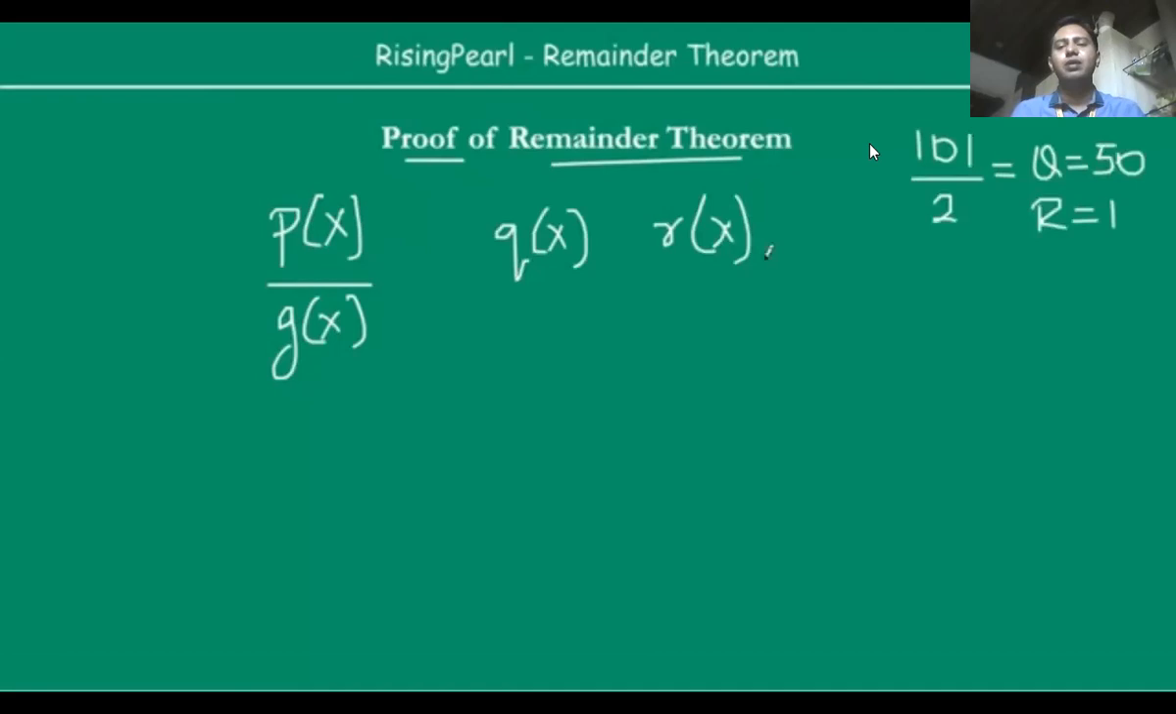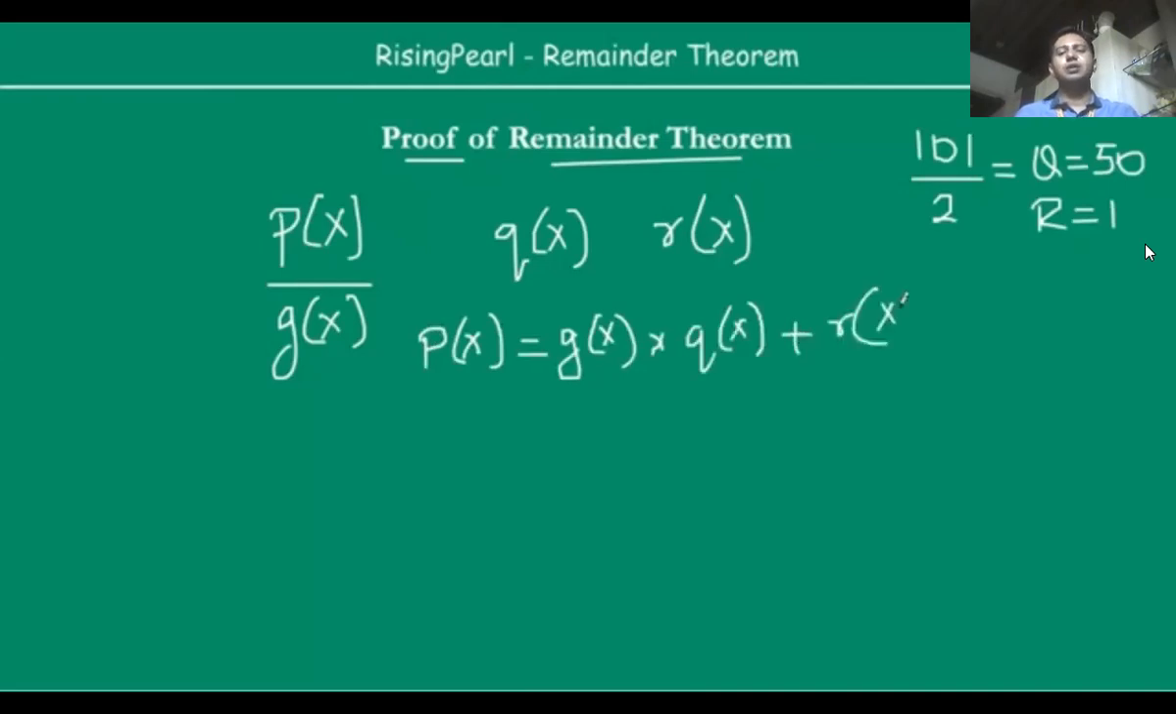101 plus 2 plus r is equal to 1 will give you 101 again. That is, P(x) is equal to G(x) into Q(x) plus R(x). That is, dividend is equal to divisor into quotient plus remainder.